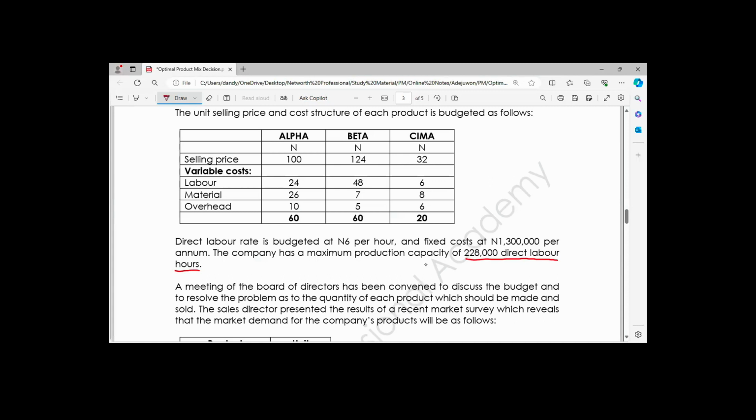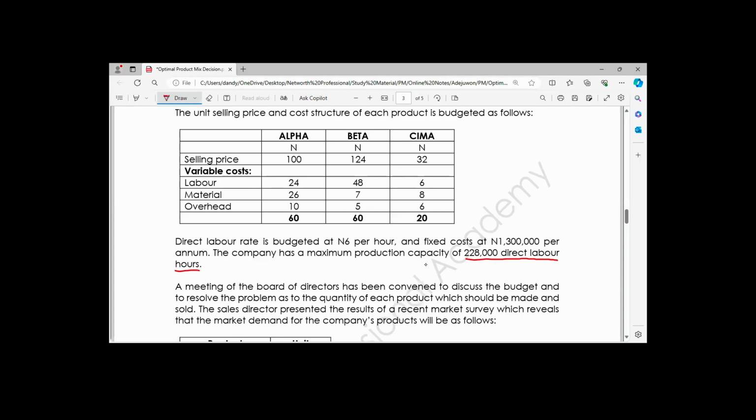So that's a clue for me to know that this is an optimal product mix. Since it's an optimal product mix, I need to determine the production plan that will maximize the contribution of the organization. Not only that, I also need to determine the profit derivable from this allocation. That's what the examiner wants us to do.